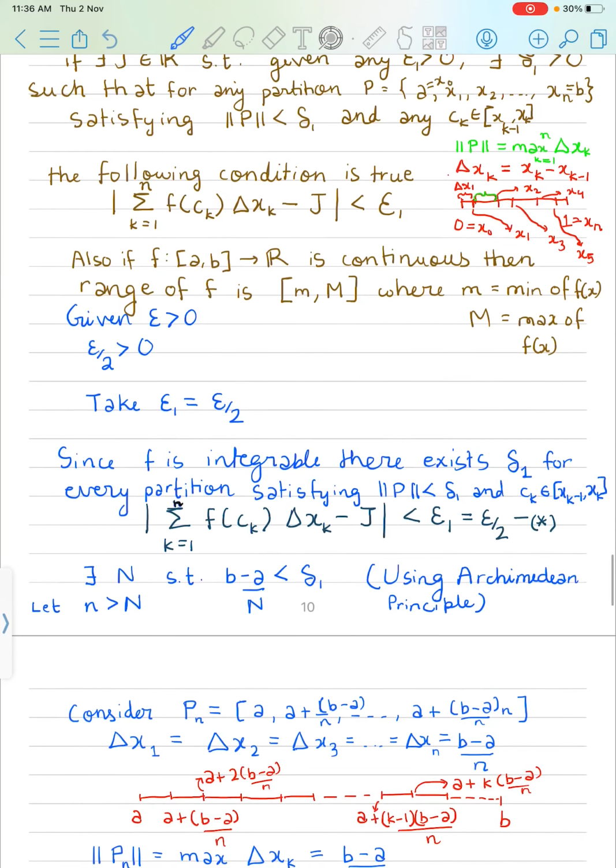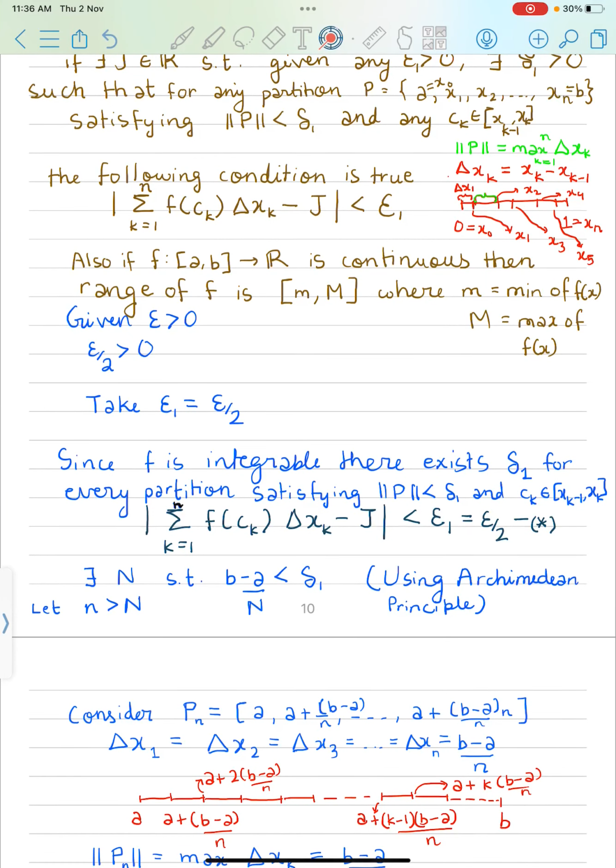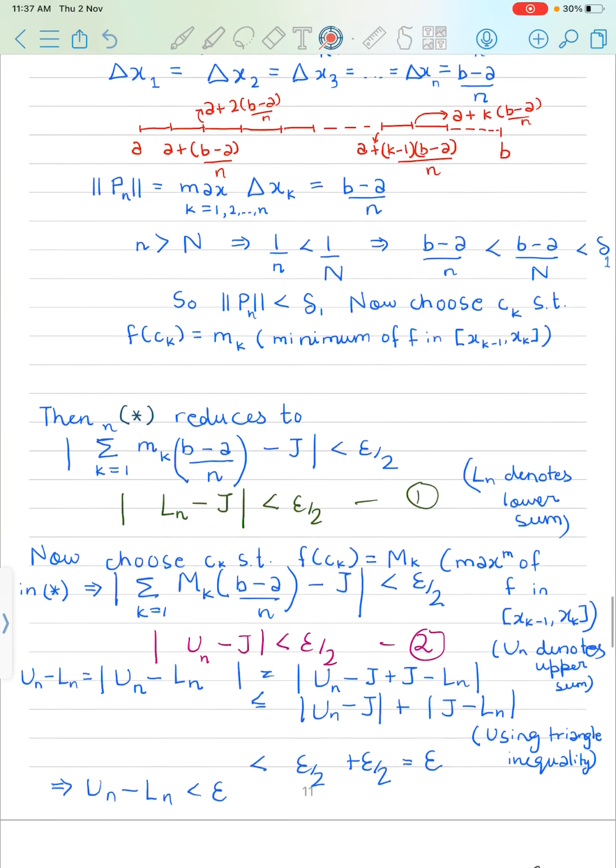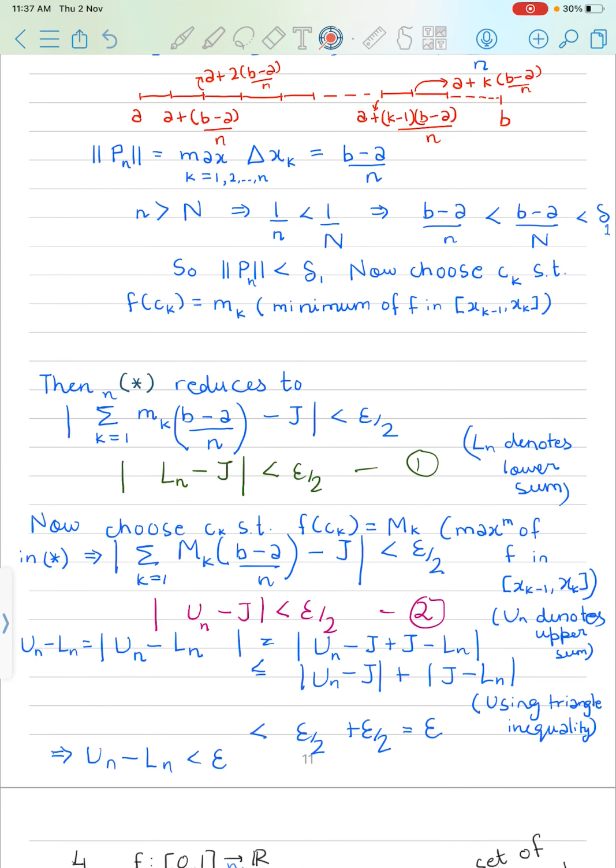Because we recall this theorem: if f from a to b is continuous, then the range of f is small m to capital M, where m is the minimum of fx and capital M is the maximum of fx. So there exists a pre-image which takes the minimum value, and there exists a pre-image for capital M where f of that point is the maximum of fx. So I can do that. I'm doing it here with the function restricted to xk minus 1 to xk.